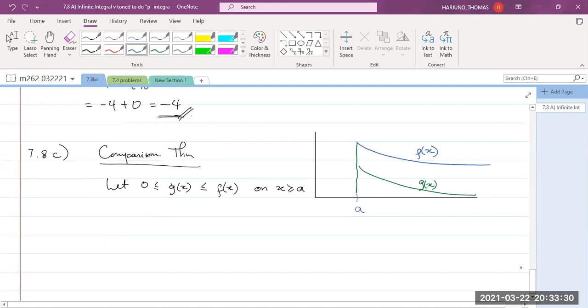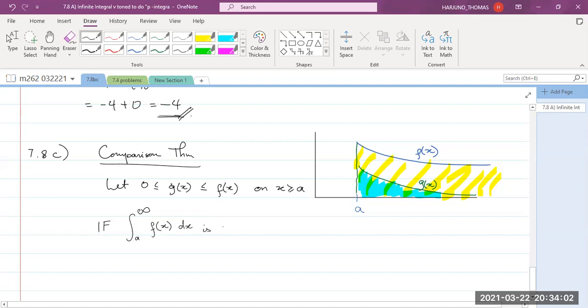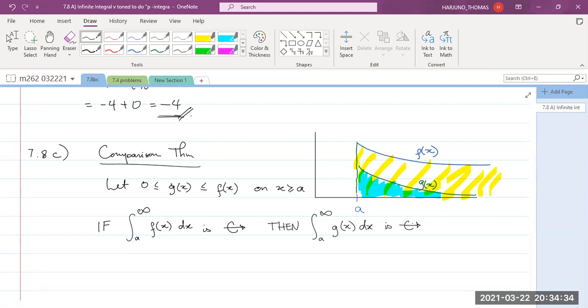Now the idea is the following. If the area under f, which is greater, is finite, then the area under g must be even smaller, right? Does it make sense? Okay, so if the integral from a to infinity of f(x) dx is convergent, where f(x) is greater, then the integral, or basically the area, for any function less than f(x), in this case g(x), must also be finite. If the area of the yellow region is finite, then the area of the blue region must also be finite.